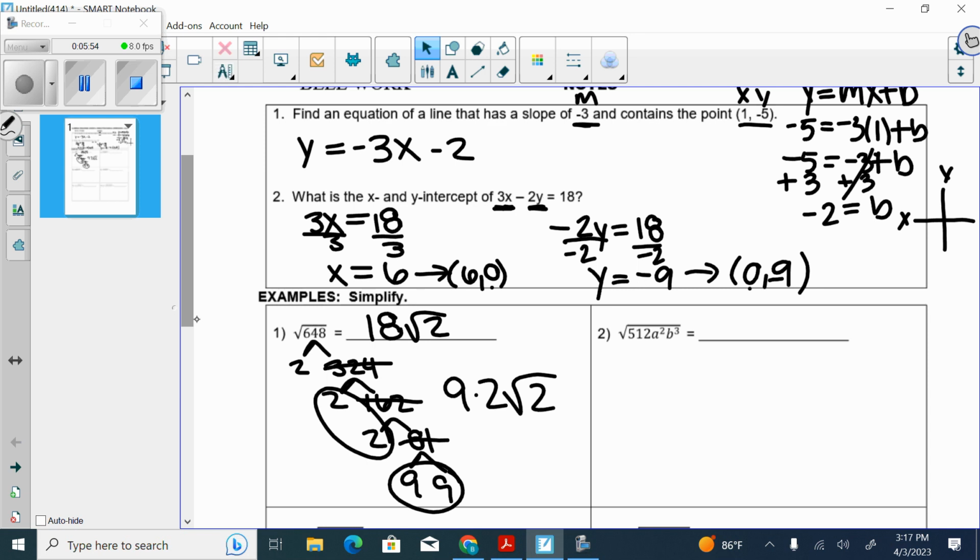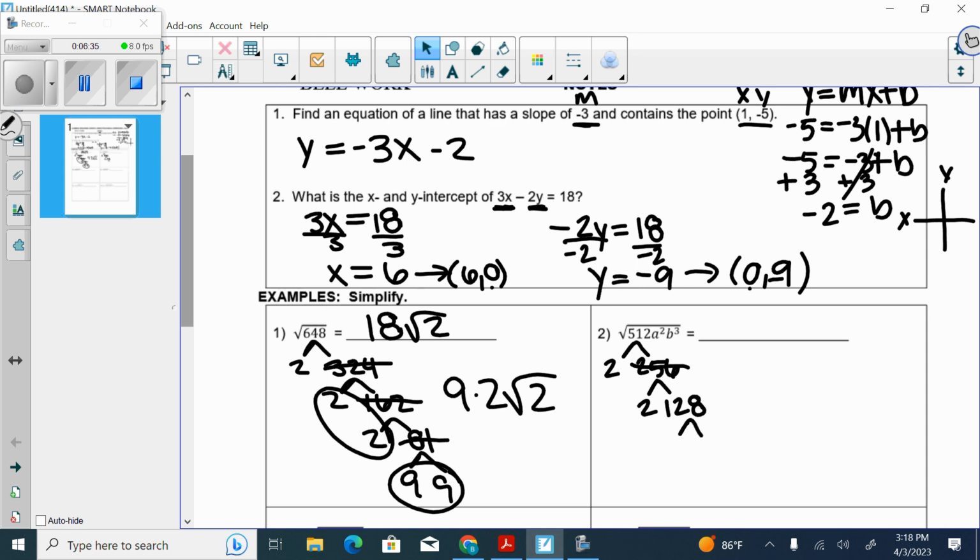Number 2. We got 512. Does 512 have a perfect square root? No. So we got to break it down. What gives us 512? It's even, so 2 and something. So we got 2 and 256. What about that 256? Good.